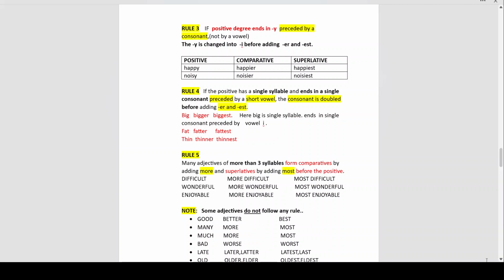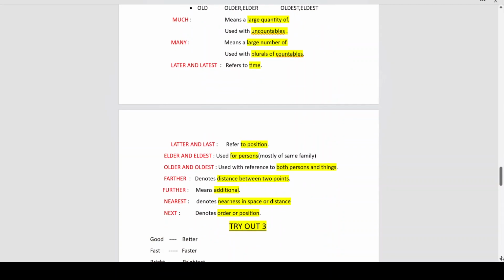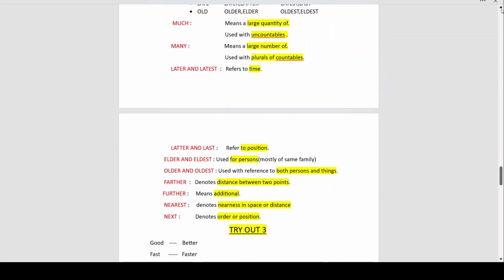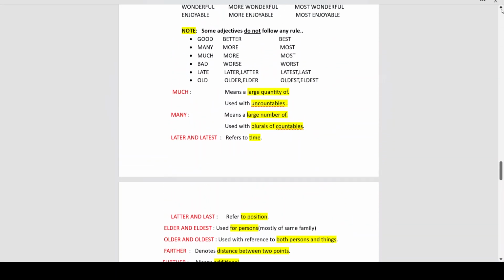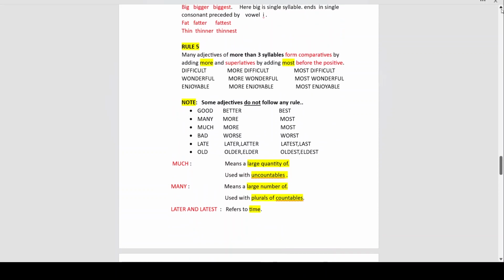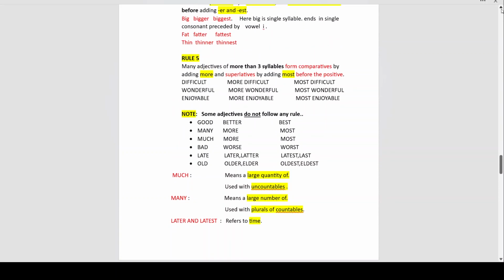Now we will go over to rule number 5. Rule number 5 says that many adjectives of more than 2 syllables form comparatives by adding more and superlatives by adding most before the positive. Now, what do you understand by 3 syllables? Listen very carefully, children. The positive word difficult is given to you. Difficult. How many syllables? 3 syllables.